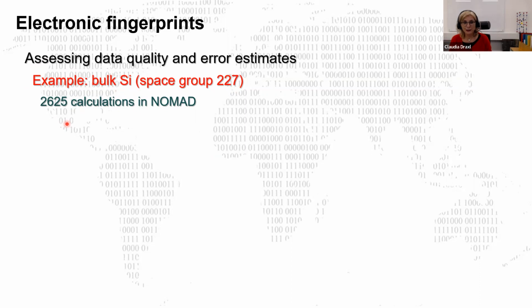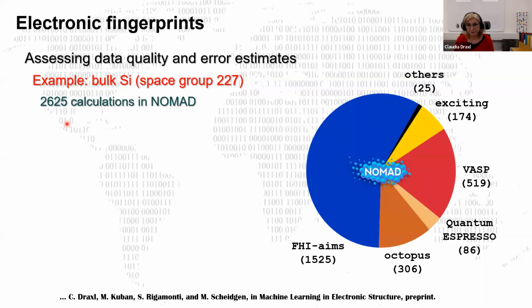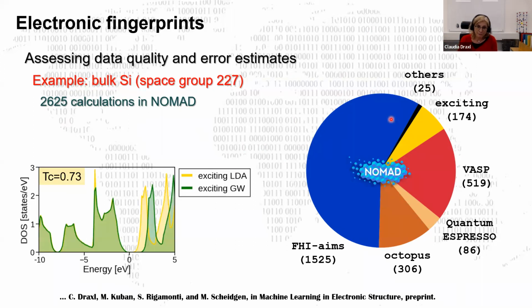And I would like to show you two examples now of what the impact of a certain parameter is. But first, let's look at the distribution of data. There are many codes that have contributed to the database here. On the left, you see an example, density of states of silicon, where they have the code and the computational parameters in common. These are both exciting calculations, but here they differ in the method.